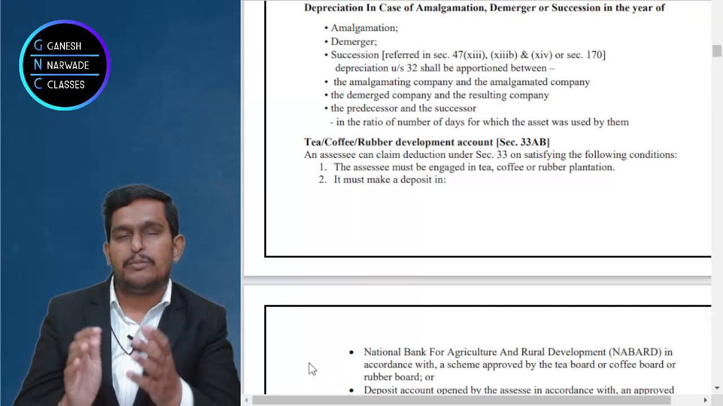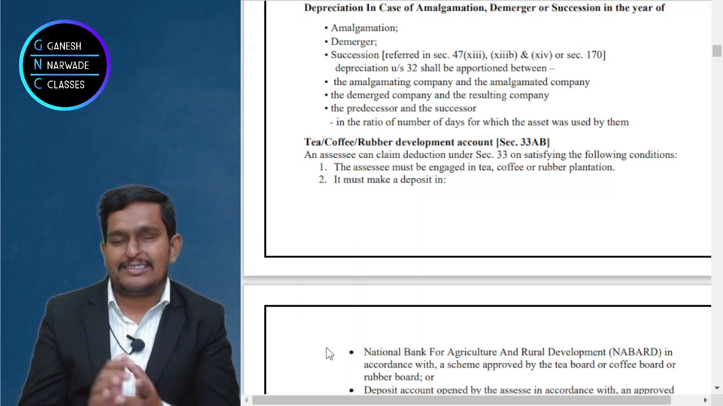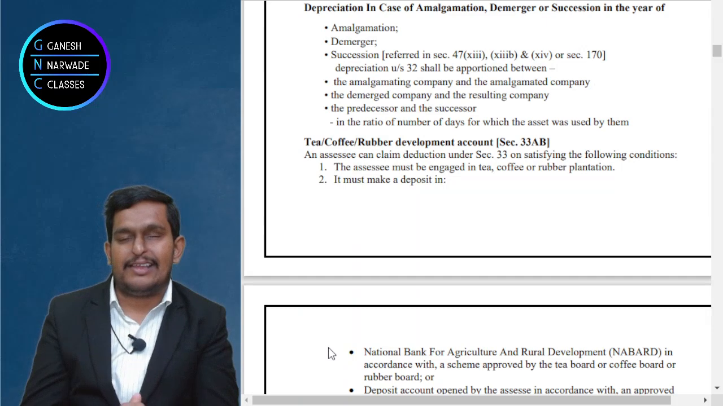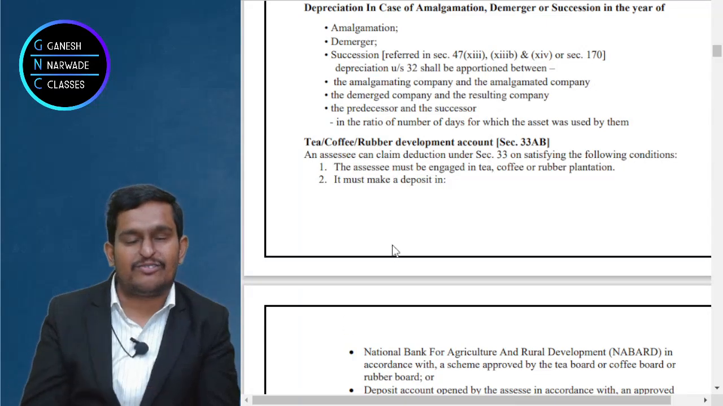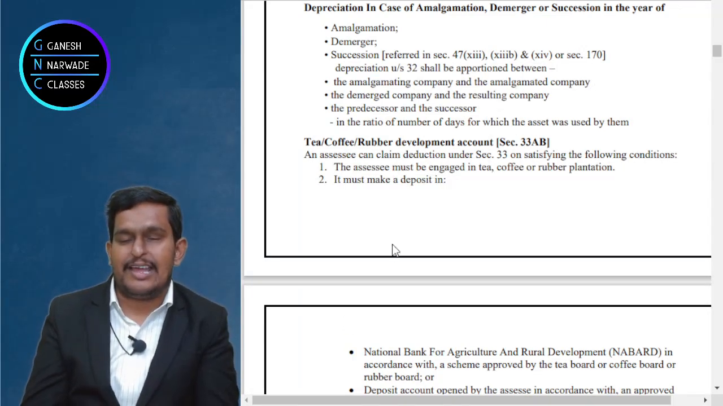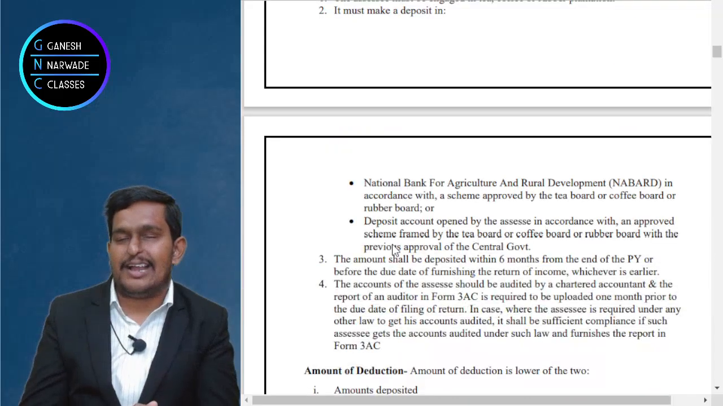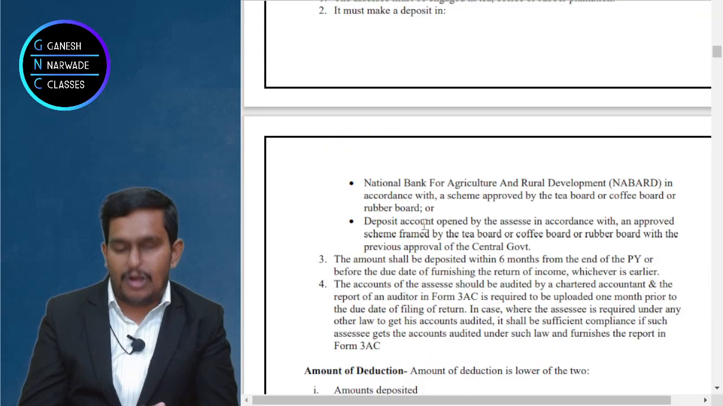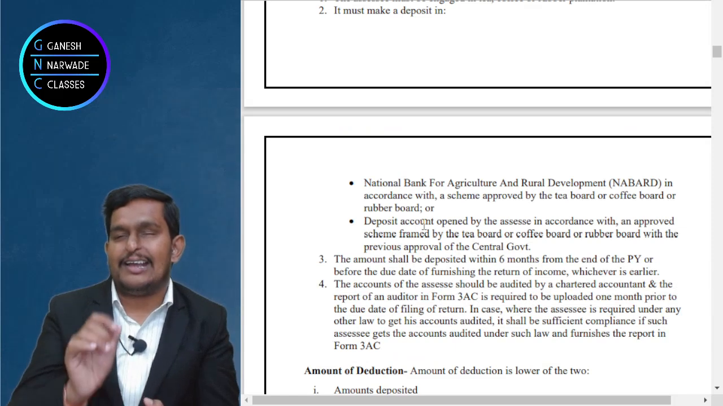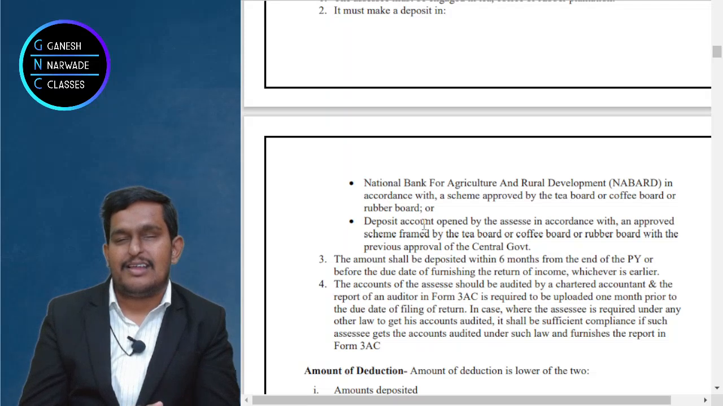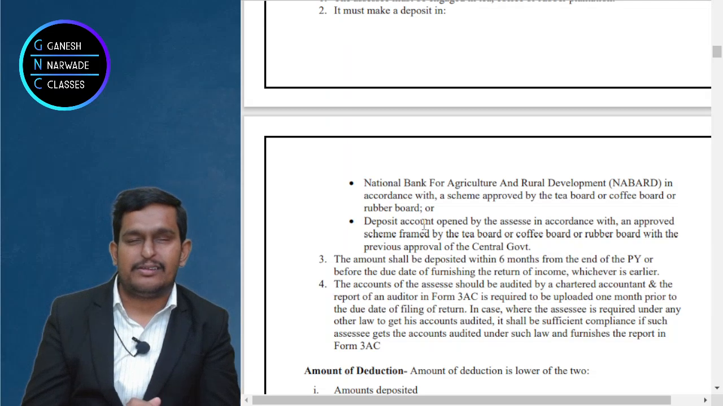They are into plantation, and this section says that if you are into tea plantation, that is growing and manufacturing of tea, coffee, rubber, then you are required to open an account with NABARD. NABARD stands for National Bank for Agriculture and Rural Development. You have to open an account there, and that account is as per the scheme of the central government.